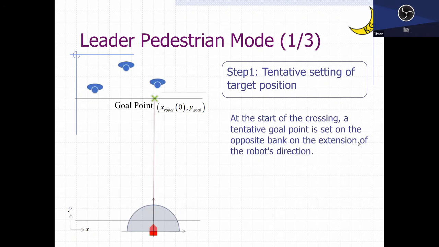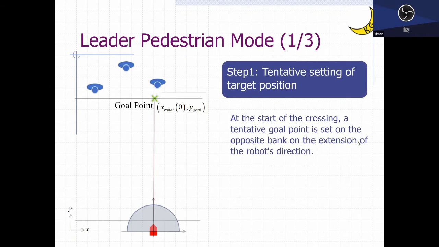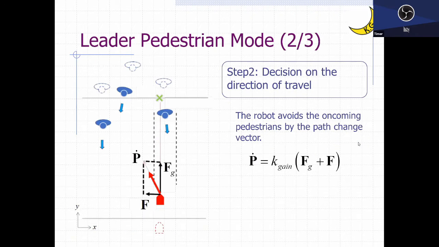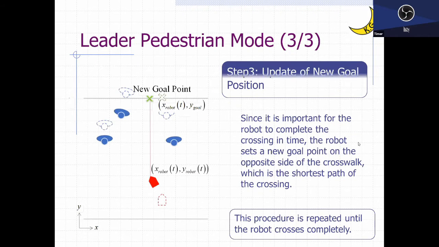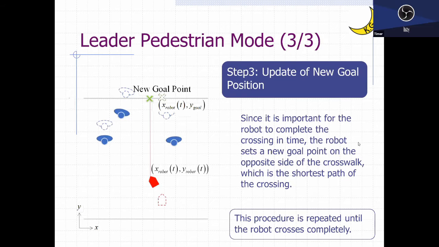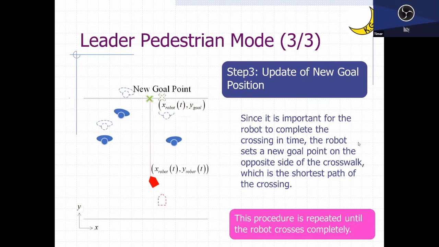In leader pedestrian mode, step one is the tentative setting of the target position, and step two is the decision on the direction of travel. Step three is to update the new goal position. Since it is important for the robot to complete the crossing in time, the robot sets a new goal point on the robot's side of the crosswalk, which is the shortest path of the crossing. This procedure is repeated until the robot crosses completely.